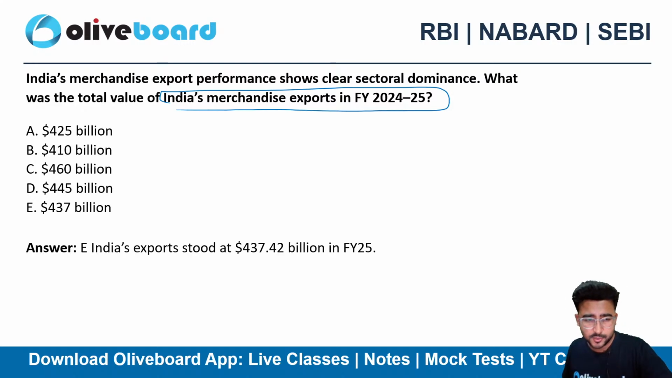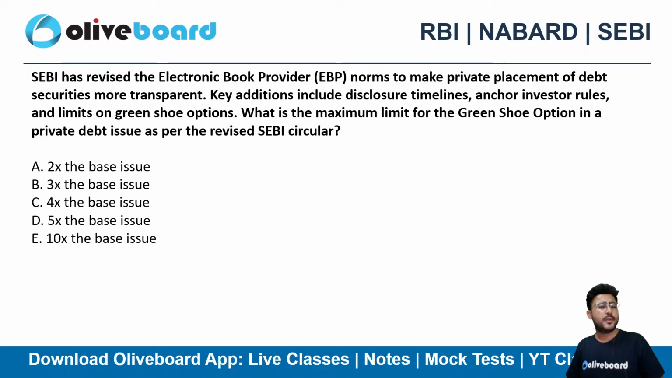Looks like you guys are good with numbers. Option E is correct here. $437 billion. Okay, option E is the correct choice here. Perfect. Next is, SEBI has revised the electronic book provider norms to make private placement of debt securities more transparent.